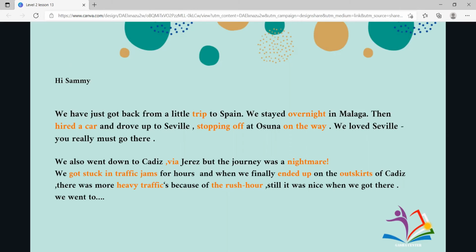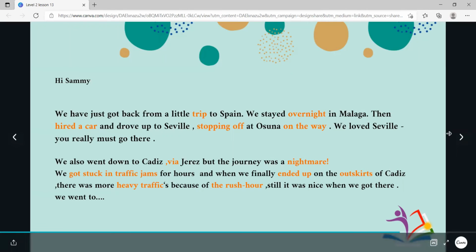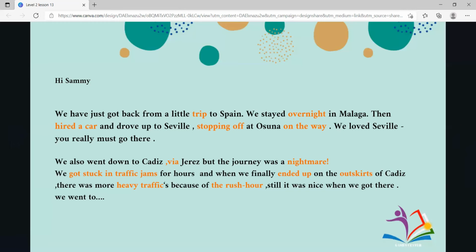The rush hour, again, means in Kurdish kati kalabalageka. So the rush hour of the heavy traffic. Okay, it was nice when we got there and we went to. It talks about the heavy traffic a lot here. I mean, the story is about the rush hour of heavy traffic. It's not about the trip.